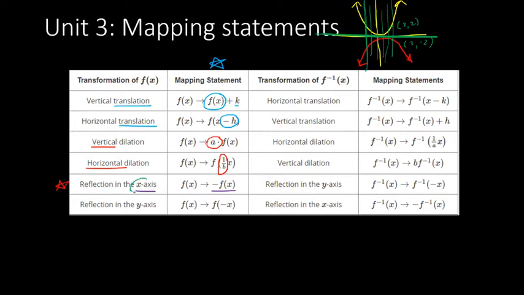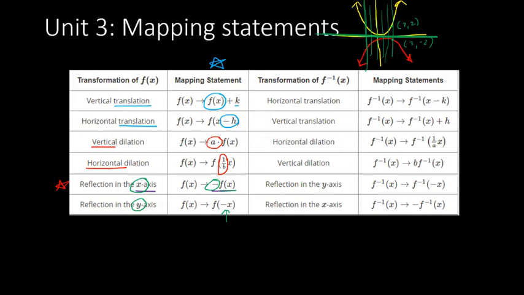So reflecting across x, we're only changing y values, which is why this negative is being applied to f of x, or to y, instead of x. And it's the same thing when you reflect across the y-axis. The negative symbol is applied to x, because when I reflect across y, what I'm actually doing is taking all the x coordinates of the function and multiplying them by negative 1.